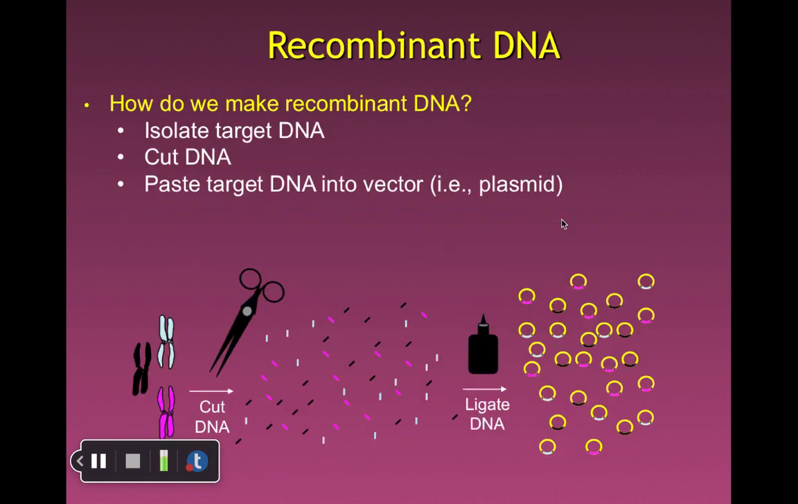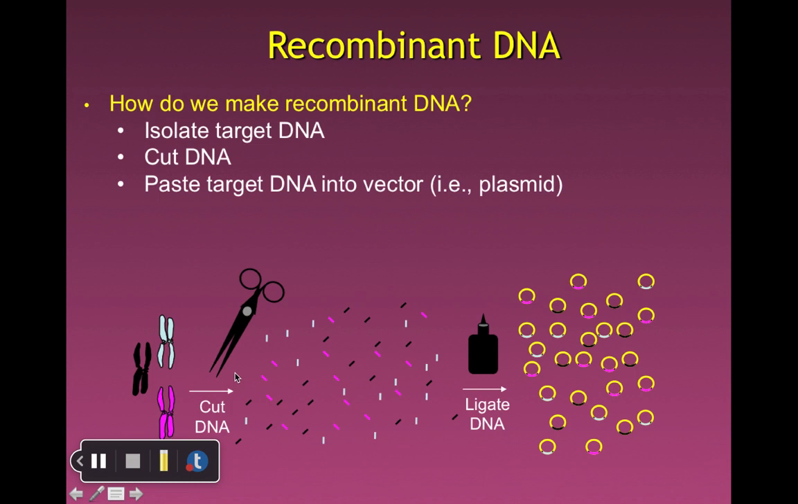So let's talk again in a broad sense about some of the techniques that we use for recombinant DNA technologies. So how do we create engineered DNA or recombinant DNA? Well, first of all, we isolate whatever DNA we want to work with. That could be the entire genome, for example, of an organism. It just depends on the question at hand.